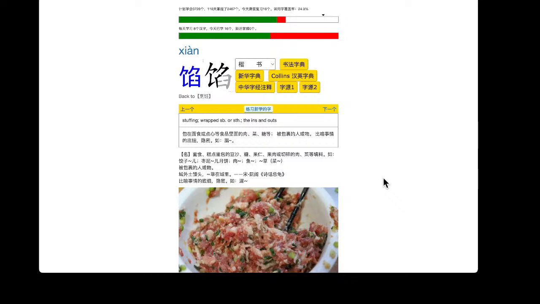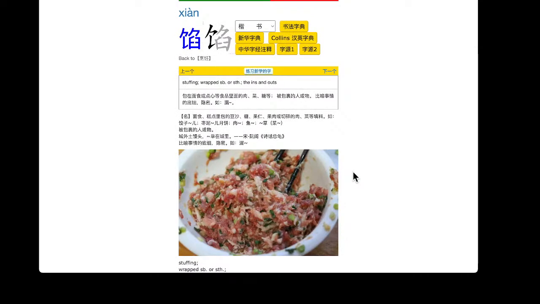Okay, now because it refers to something wrapped inside, it has another meaning of anything that is wrapped inside. For example, it can refer to the ins and outs of something that you do not want people to see. Okay, so for example, the word 露馅儿 means that something you want to keep secret has been revealed. Okay, 叫它露馅儿.